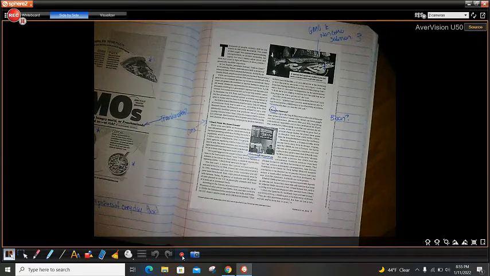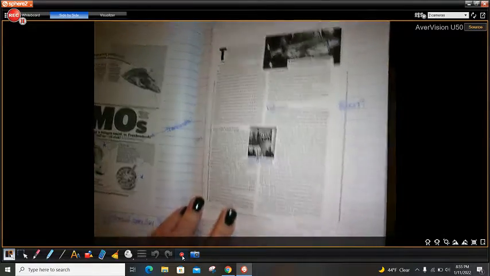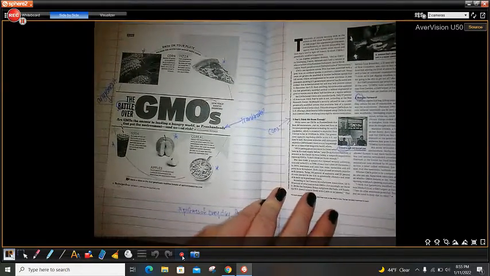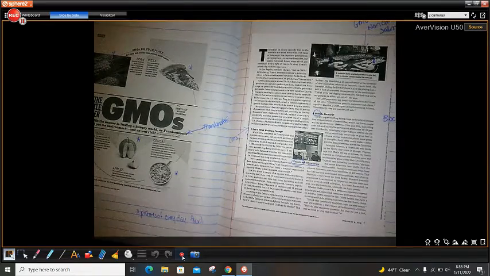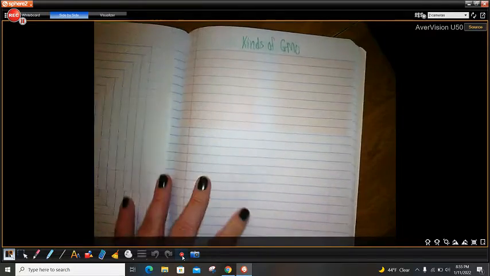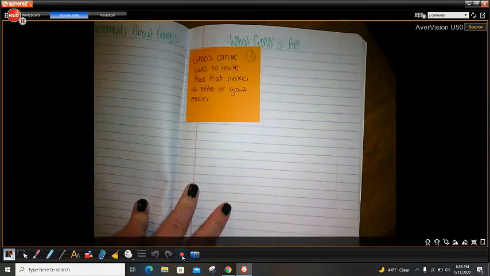Today, as you're reading, I want you doing the same work. I want you thinking about author's purpose. I want you thinking about author's position, but I want you to still keep trying to pick up information on your subtopics. Today, I noticed a couple of things as I was reading, and just to remind you on my research, the subtopics I chose were kinds of GMOs, disagreements about GMOs, what GMOs are, and how genetic engineering works.